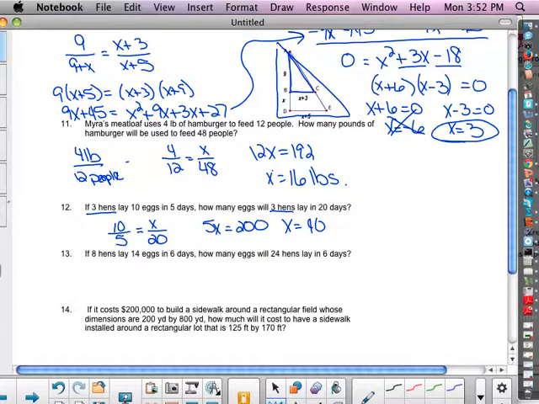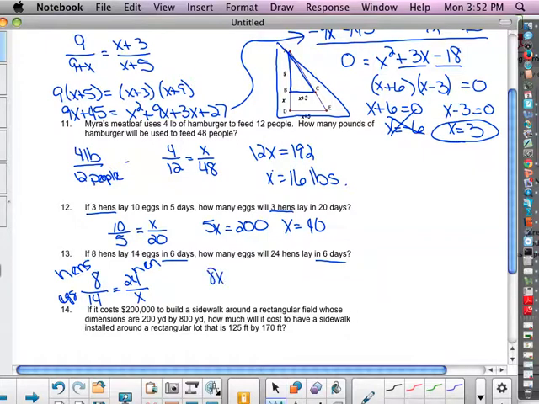Number 13, if 8 hens lay 14 eggs in 6 days, how many eggs will 24 hens lay in 6 days? Now, the days are the same, so you don't have to worry about days. You're going to worry about hens and the number of eggs they lay. So, how many eggs will 24 hens lay? Remember, I have 8 hens in the numerator, eggs in the denominator. So I'm going to put hens in the numerator here, and X for eggs in the denominator.